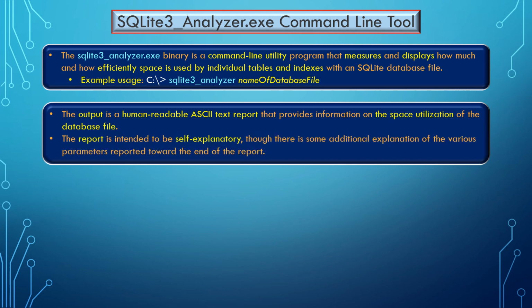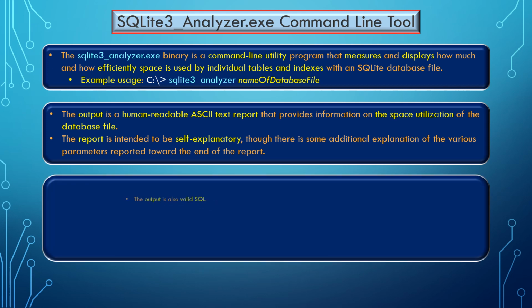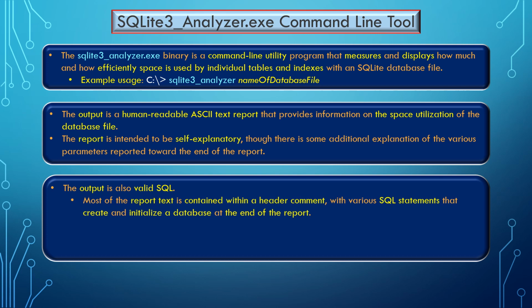The report is intended to be self-explanatory, though there is some additional explanation of the various parameters reported toward the end of the report. The output is also valid SQL. Most of the report text is contained within a header comment with various SQL statements that create and initialize a database at the end of the report.